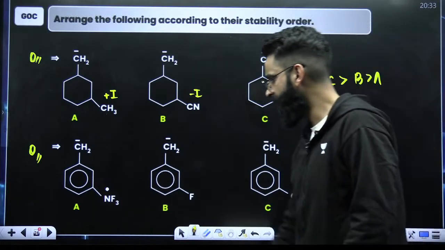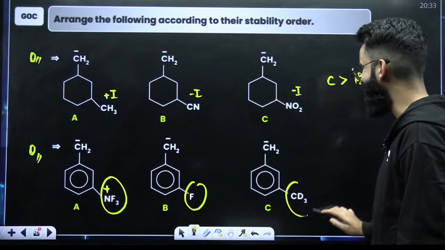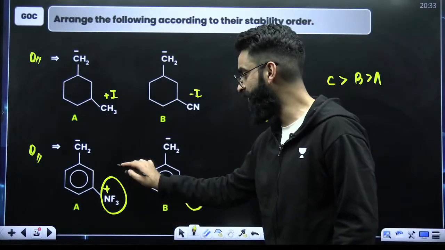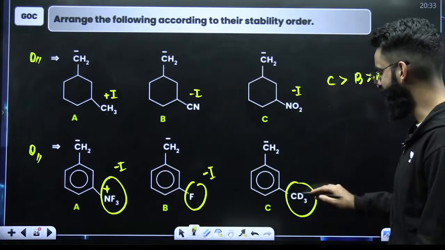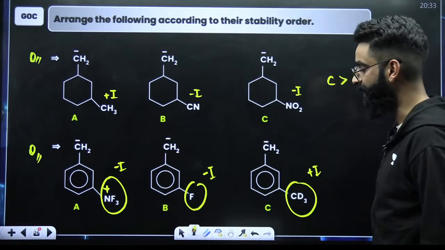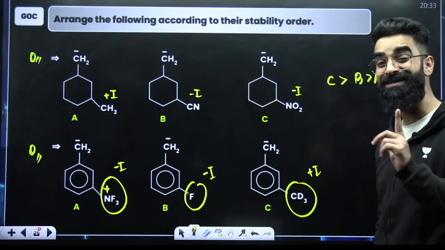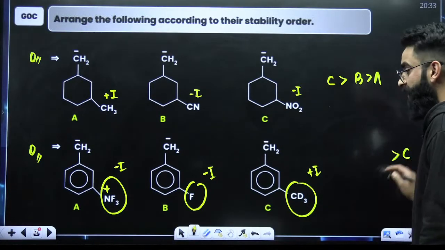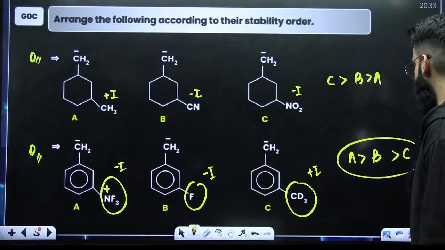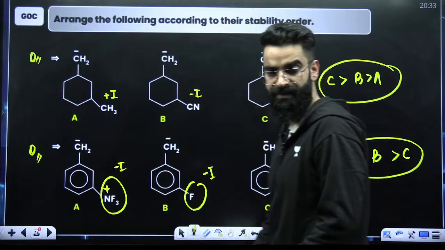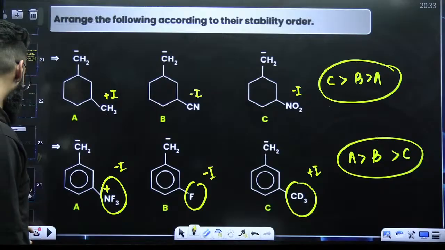Right? Now, this is CF3 here. This is F and this is CD3. Right? CF3 at the meta position is going to show minus I. Chlorine at meta is going to show minus I. And this CD3, right, it's going to show plus I. And you know, this is withdrawing, this is withdrawing, this is donating. Electron donating groups, they destabilize the carbanion. So C is going to be the least stable. Now, among A and B, A is going to be more stable, followed by B. Right? This is the order, guys. Perfect. I hope this is all clear.